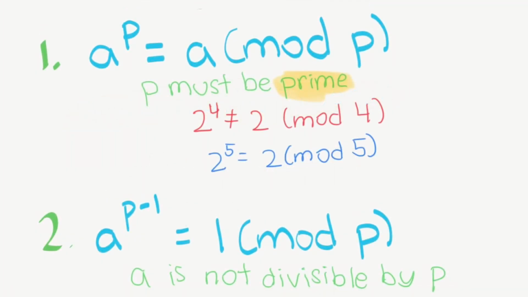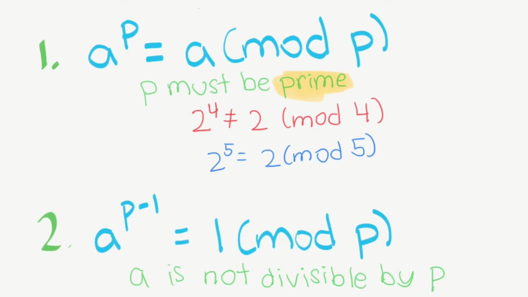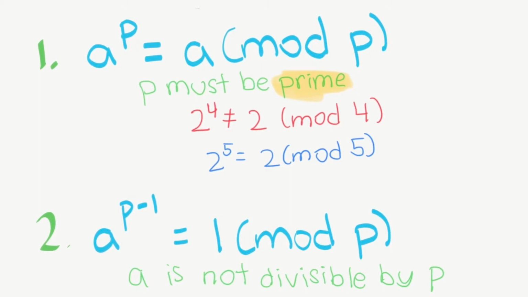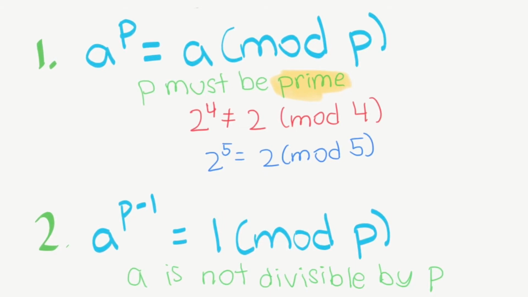So these are the two modular equations for Fermat's little theorem. Number one, a to the power of p equals a mod p. Now for this to work, p must be prime. So as you can see, 4 isn't prime and 16 is not 2 mod 4. 5 is prime and 32 does equal 2 mod 5.